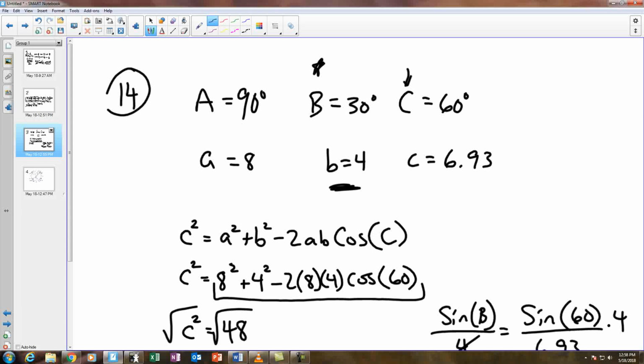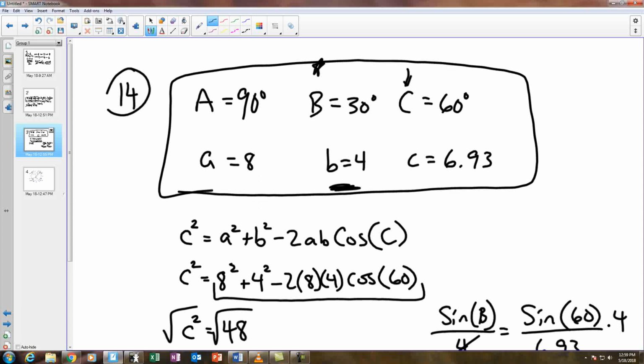The fact that it was a right triangle meant that we actually could have used right triangle trig to solve it, but that is no guarantee that that's going to happen. In fact, I would almost bet against that happening, okay? So just be prepared to use law of sines and law of cosines. Don't make assumptions about right triangles.